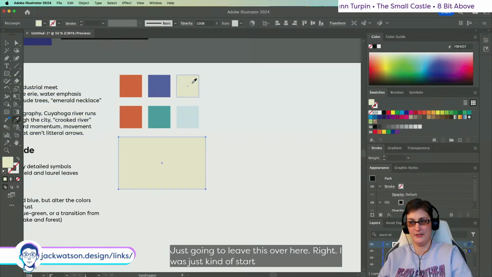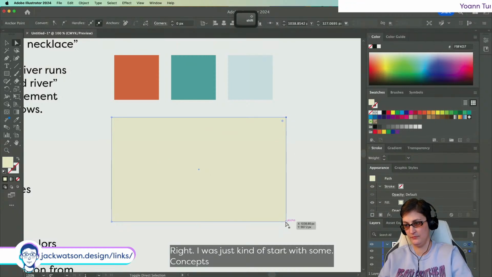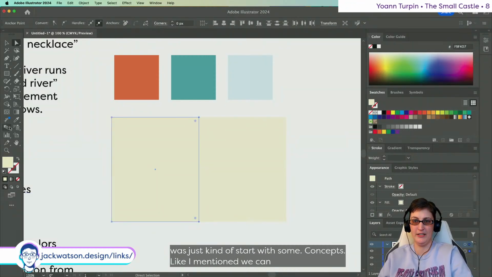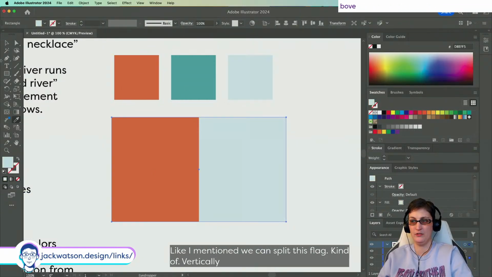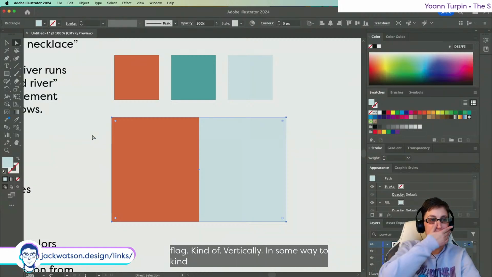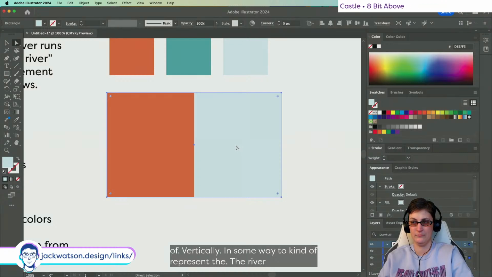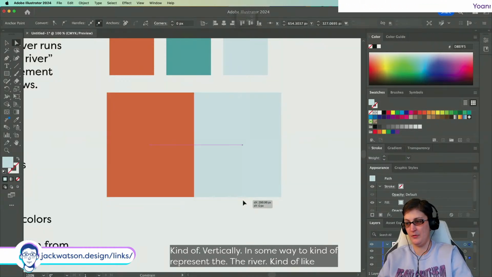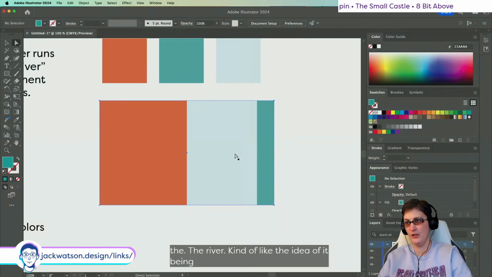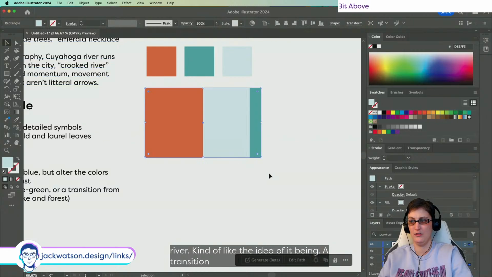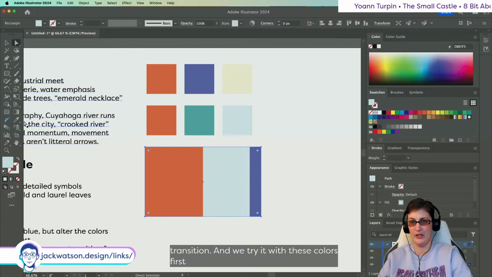And let's just kind of start with some concepts. Like I mentioned, we can split this flag vertically in some way to represent the river. I kind of like the idea of it being a transition. Maybe we try it with these colors first. Come over here.